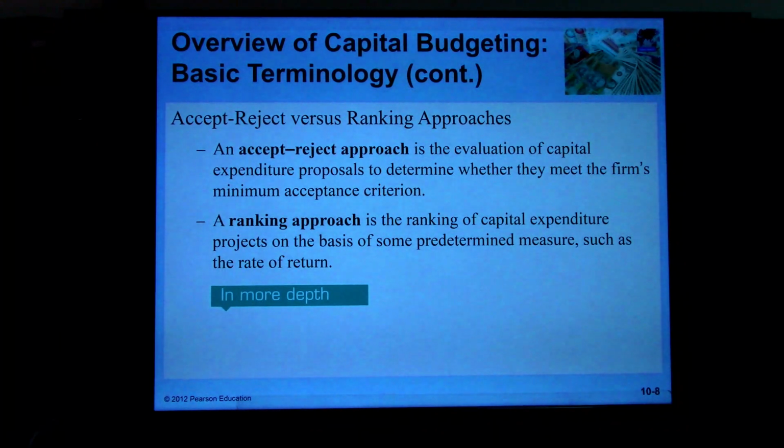But in the case of the ranking approach, it is the ranking of capital expenditure projects on the basis of some predetermined measure such as rate of return. If I have two projects and one is achieving a higher rate of return, I could rank them. This is rank number 1, this is rank number 2, and so on.